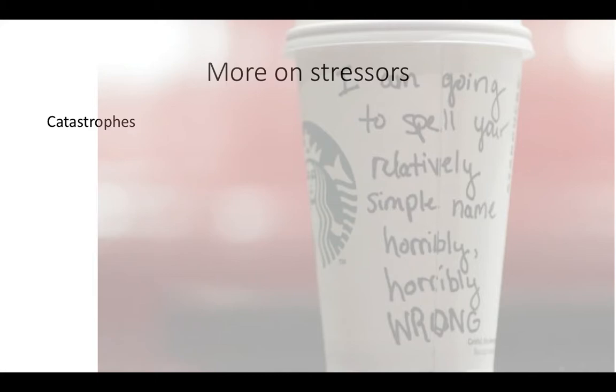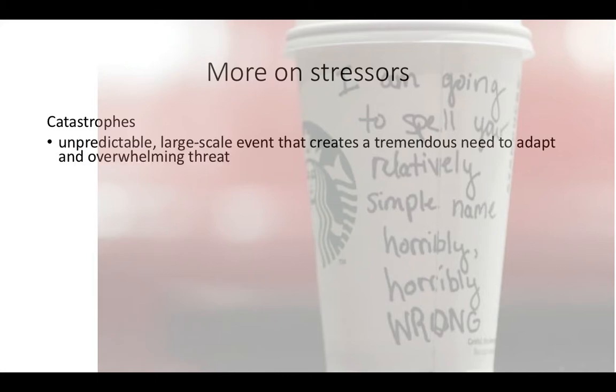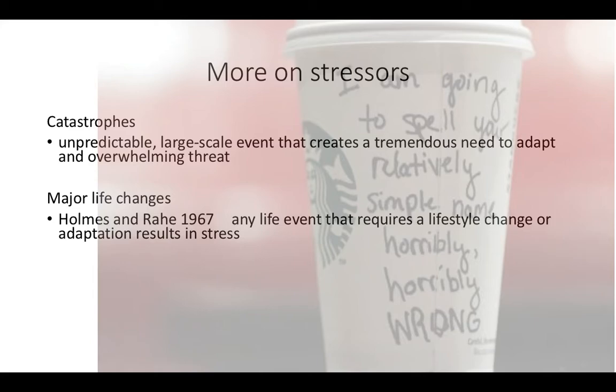More on stressors. Catastrophes are unpredictable, large-scale stress events that create tremendous need to adapt, or they present some kind of overwhelming threat. More common would be major life changes that everybody goes through, and these can be both negative and positive. Thomas Holmes and Richard Rahe said that any event that causes you to adapt or change your lifestyle will result in stress, whether it's positive or negative.